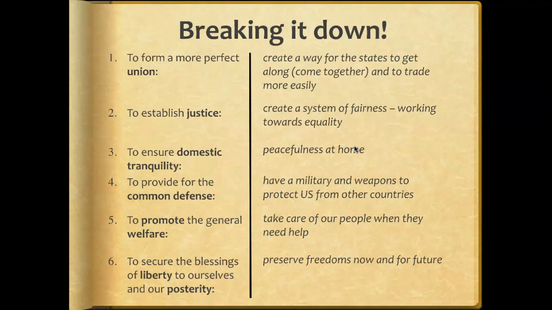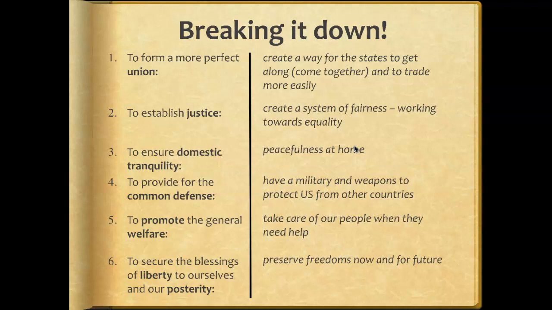So breaking it down, on the left-hand side is the preamble to the Constitution. On the right-hand side is kind of an explanation of what those 6 parts of the preamble mean. So to form a more perfect union, we're creating a way for the states to get along. We want them to be able to trade more easily and not fight about things. To establish justice, creating that system of fairness, working towards equality. You don't want to have something like they did under King John back in 1215.